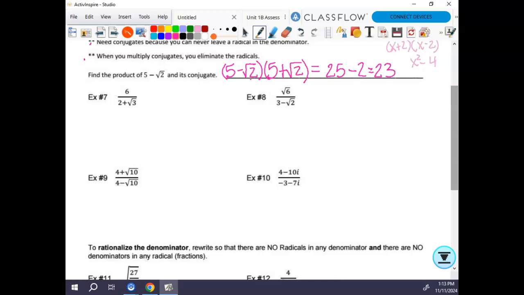So let's do a couple of these then. I need to rationalize the denominator. I cannot just multiply by the square root of 3 because I'd have to distribute it down here. So I have to multiply by the conjugate, which would be 2 minus the square root of 3 over 2 minus the square root of 3.